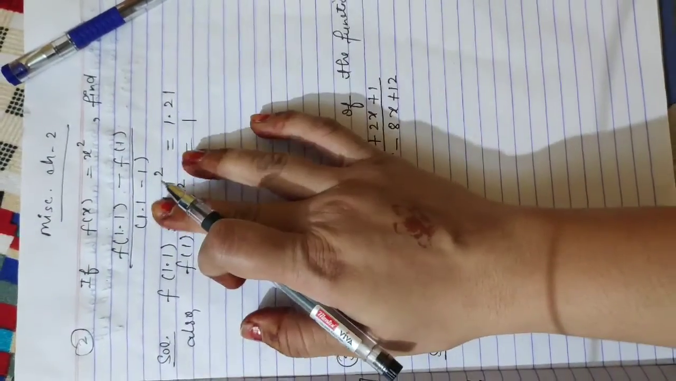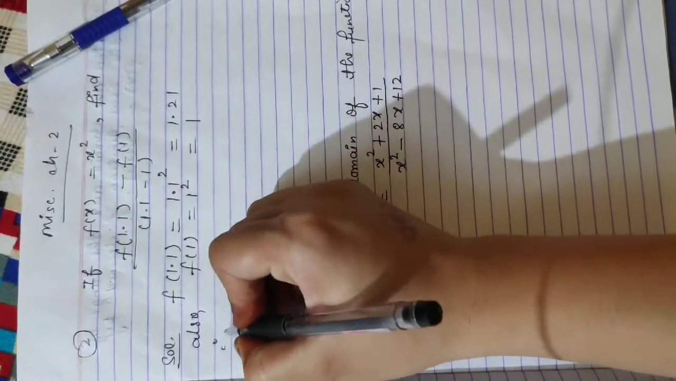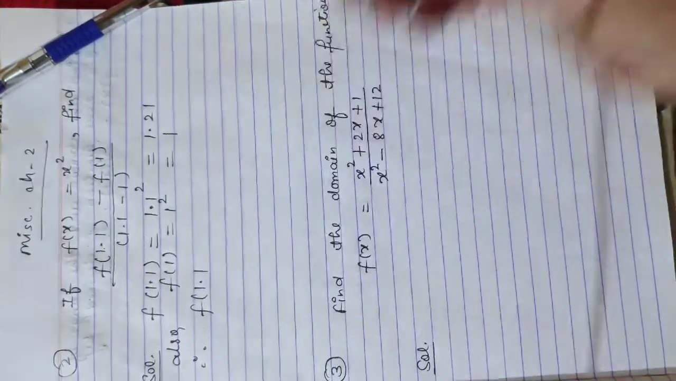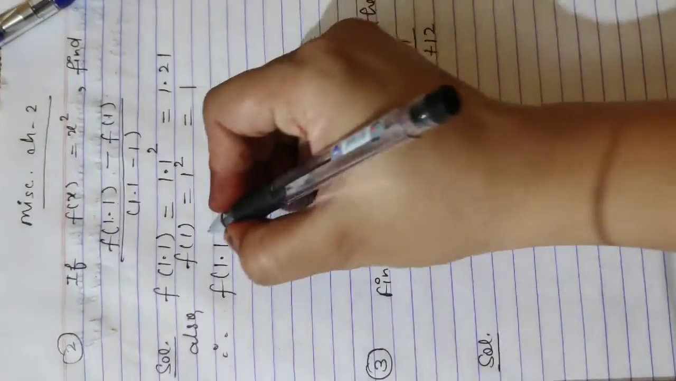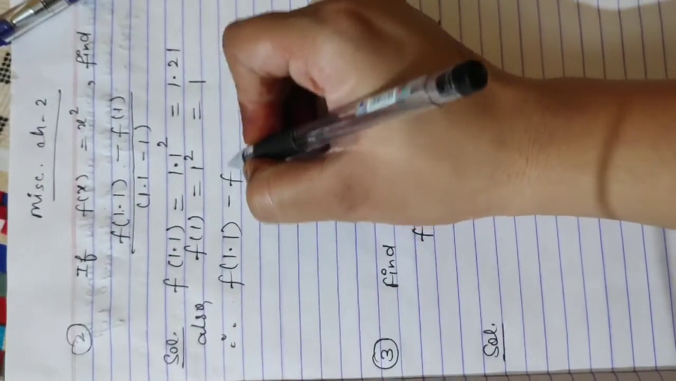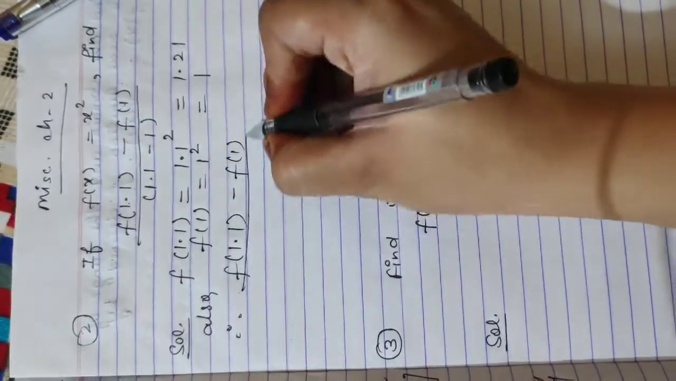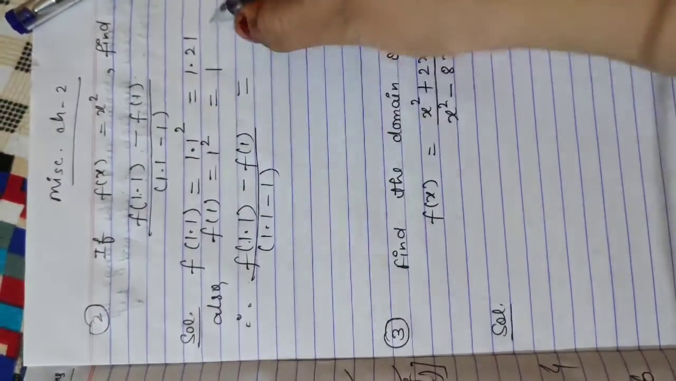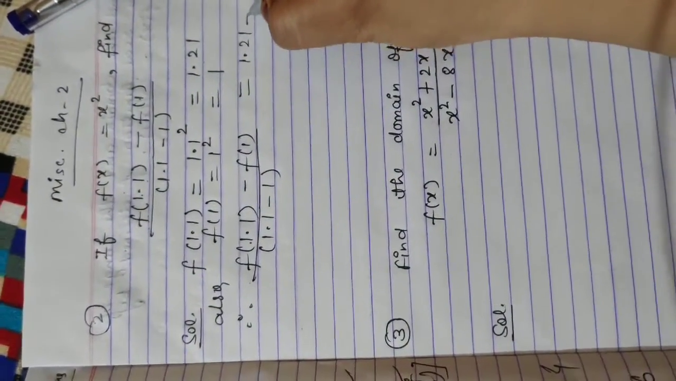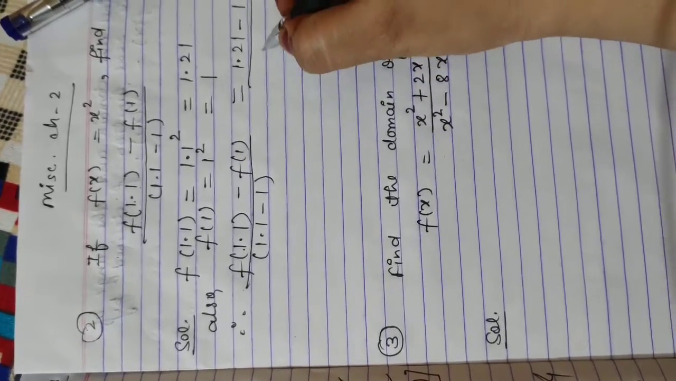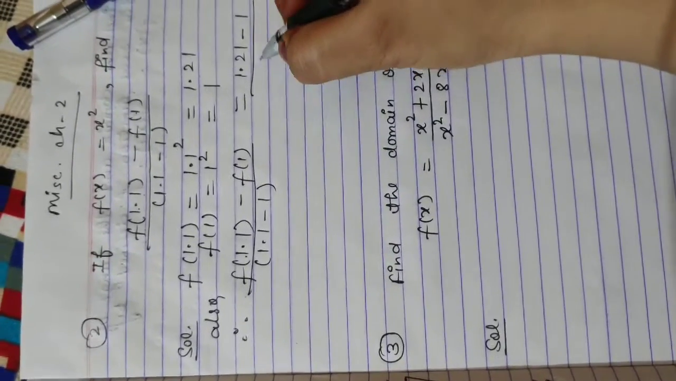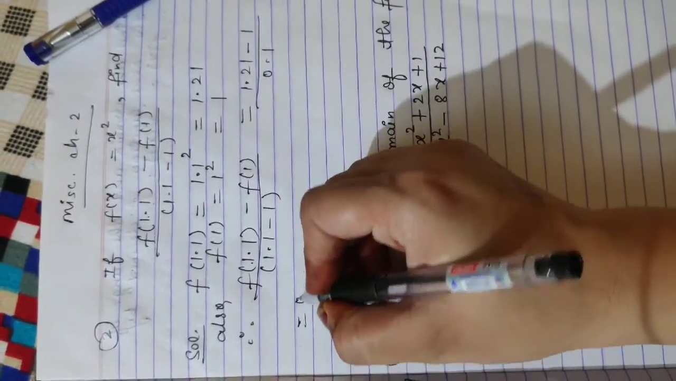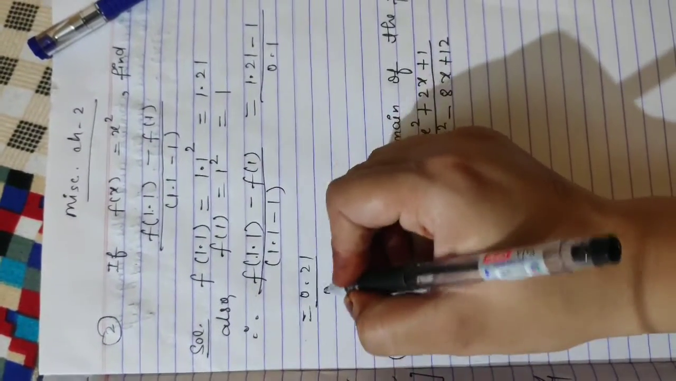Now we have to put all the values in the given function and then simplify it. Then the value here is (f(1.1) minus f(1)) upon (1.1 minus 1). And you know the value of this now? This is 1.21 minus 1 upon, this will be what? It is clearly 0.1. Okay, and if we subtract, we will get 0.21 upon 0.1.